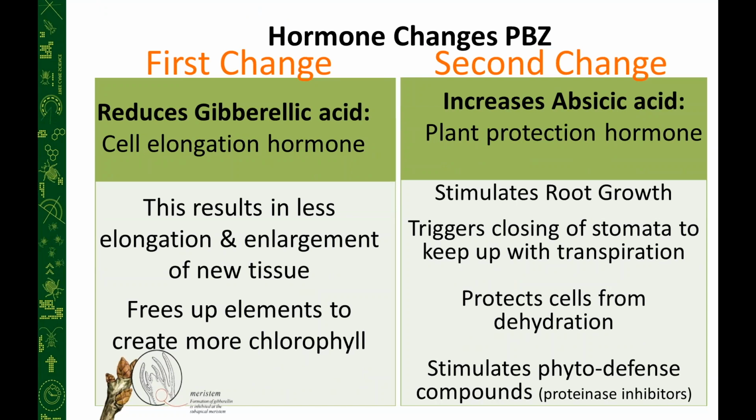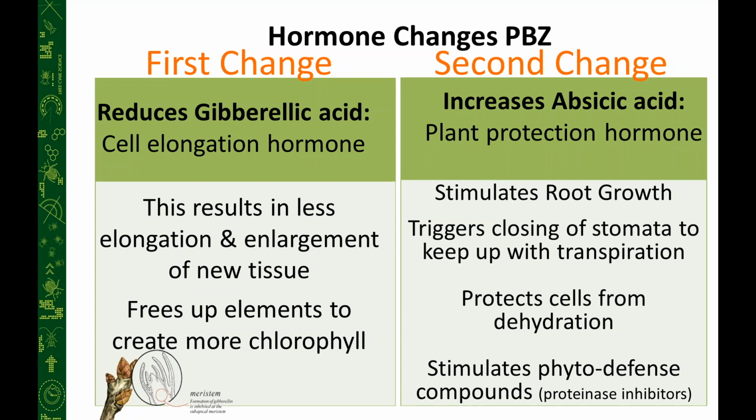suburban areas. And so by reducing the amount of gibberellin, which is responsible for cell elongation and expansion, we're asking the plant to increase some more beneficial compounds and hormones within itself. What we see from a hormonal change is that when we ask the plant not to produce so much gibberellin, it shifts gears and starts producing more abscisic acid.